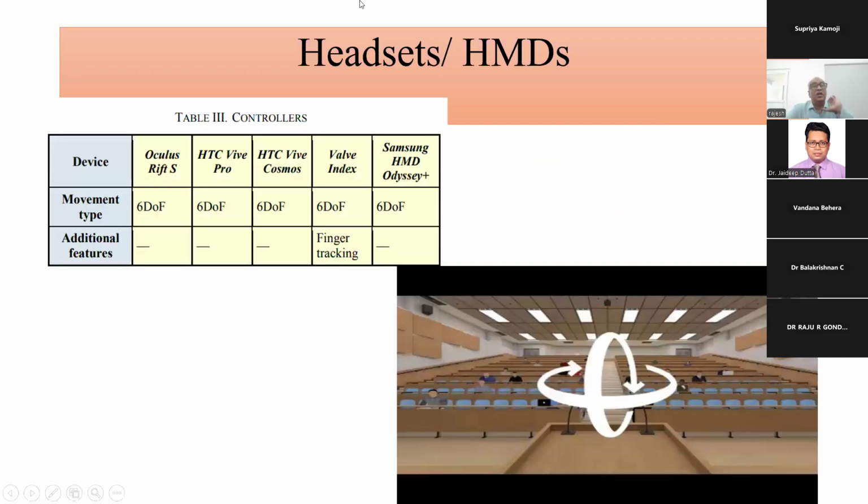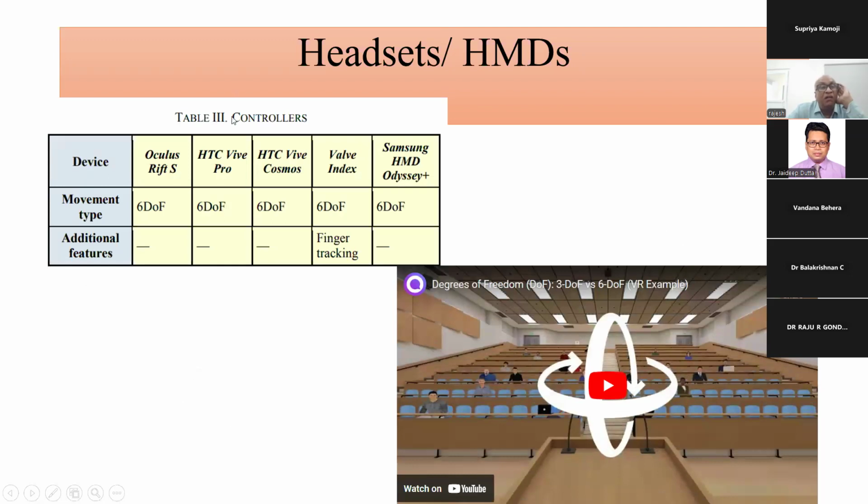Now coming to the last, controllers. If you look at the type of controllers, there is only one type of controller being mentioned, called 6 DOF. Everywhere it is written as 6 DOF. And this DOF stands for degree of freedom. In the headset virtual reality ecosystem, you have 3 DOF or 6 DOF.